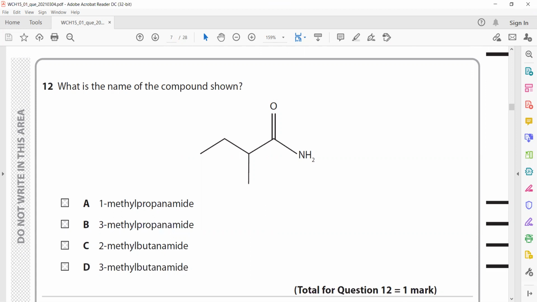So we'll count the carbons: 1, 2, 3, and 4. At the second position, we have a methyl group. So it should be 2-methyl and 1, 2, 3, 4 carbons of butanamide.